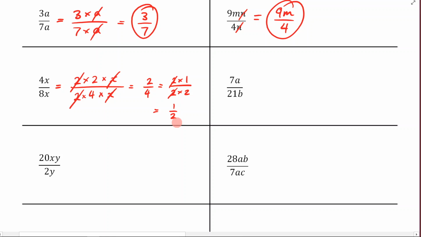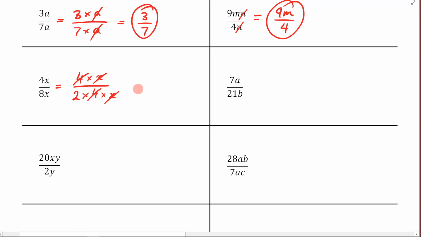The other way that I think is probably a far more efficient way to answer this question is to simply leave that 4 on top, and then say 8 can be broken down into 2 and 4 and x. The x's will go away, the 4's will go away. We know that when we have nothing left on the numerator, there's a 1 there, and I've got 2 in my denominator. And that's a far better way to answer that question.